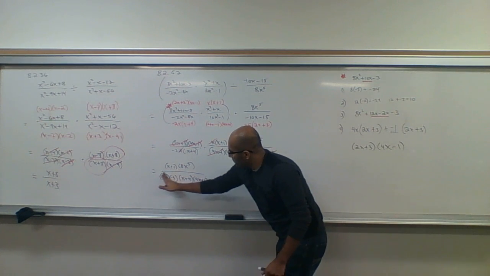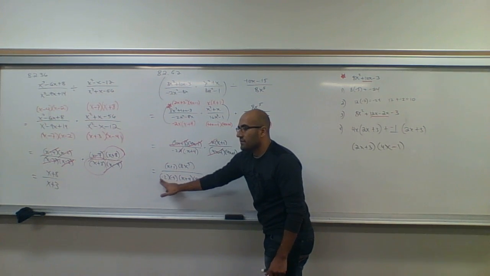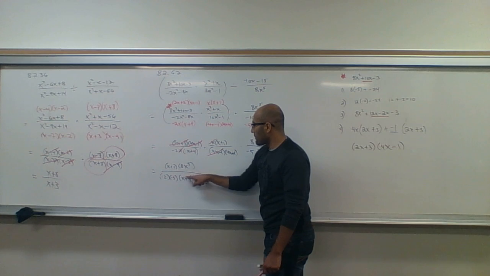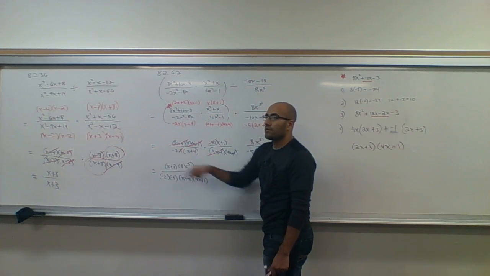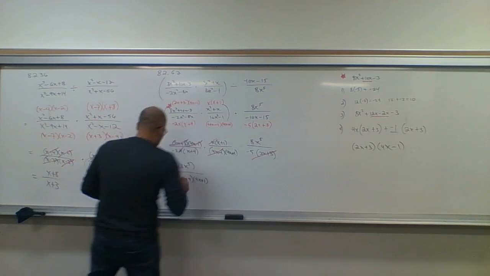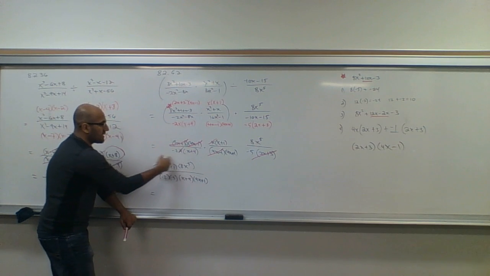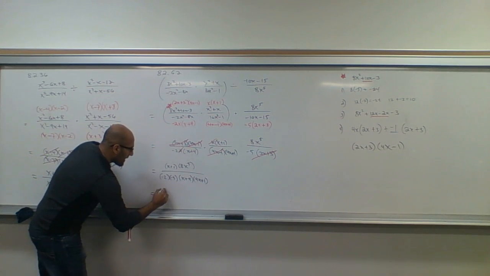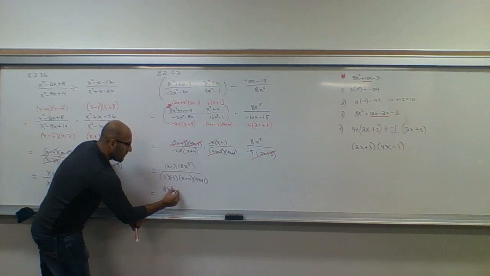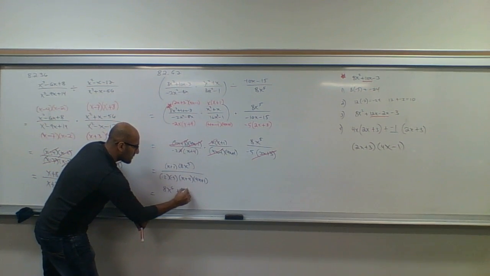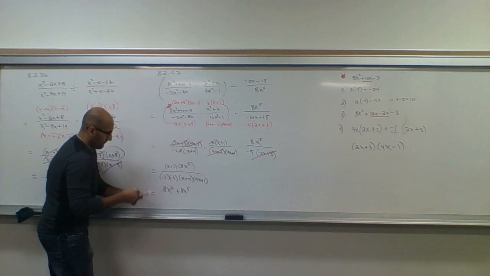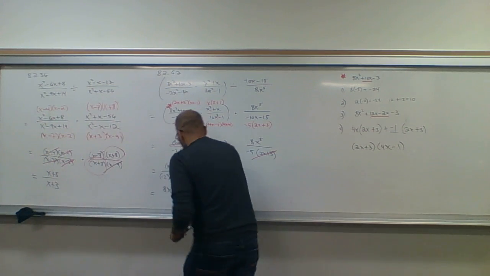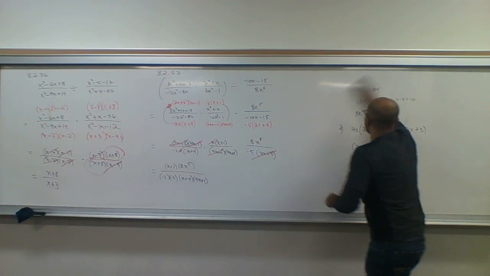Okay, so this guy we multiply, that's easy, that's just going to be 10. And then this guy we're going to have to FOIL, and this guy we're going to have to distribute. So we end up with, in the numerator, that's easy, that's just distribution. So we'll get 8x to the power of 6 plus 8x to the power of 5. I'm going to squeeze it in there, so let me put it here.